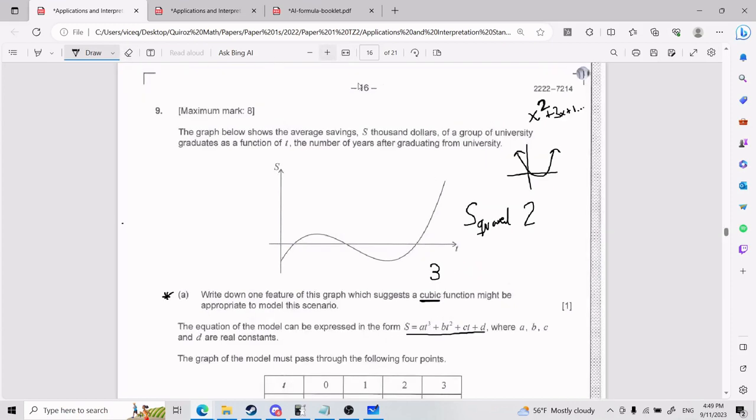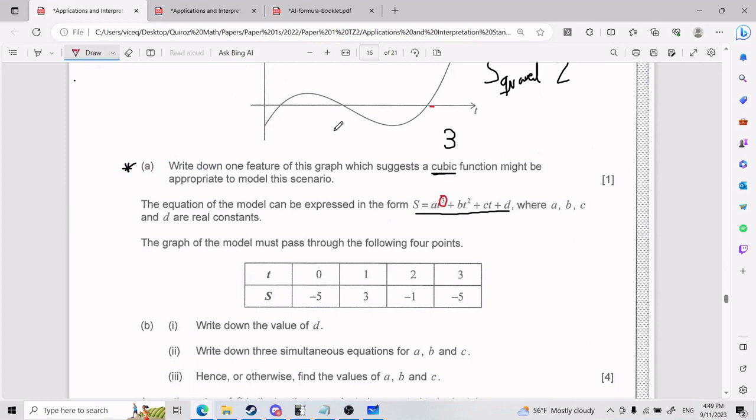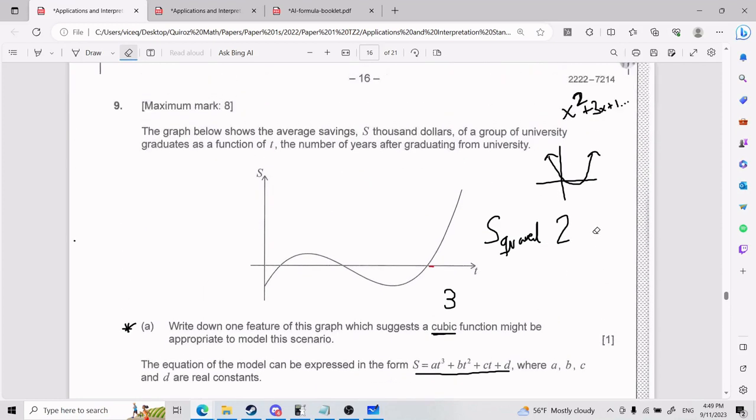Now, why is that one cubic? It's cubic because it has this 3, okay? And so depending on whether it has a 3 or a 2, it shows whether it's squared or cubic, all right? You always have to look at the biggest exponent to see if it's cubed or squared or whatever, see? So if the biggest one is 3, that means it's cubed. If the biggest one is 2, that means it's squared.